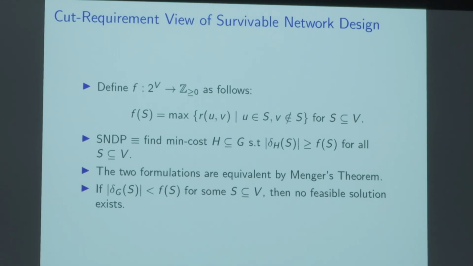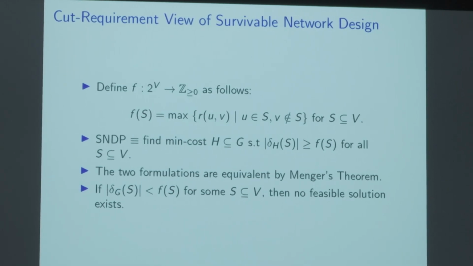And it's not too hard to see that SNDP, your survival network design problem, is essentially equivalent to finding a network in which across a cut S you have f_S edges. This is by Menger's theorem. And again, like in the standard setting, if you have a cut in the graph G such that the number of edges going across that cut is strictly less than the requirement, then you basically output infeasible and just end, right?